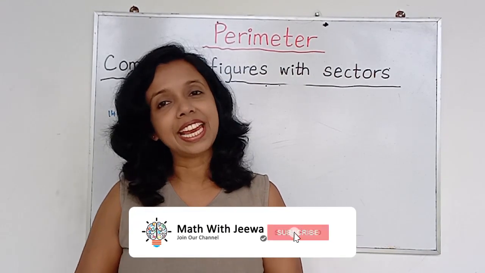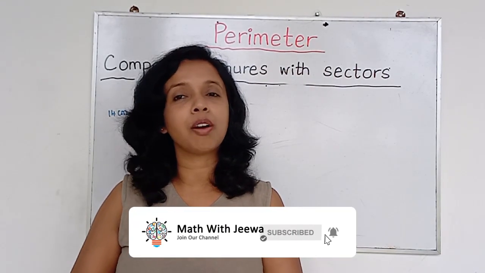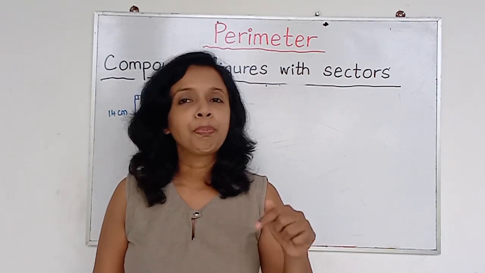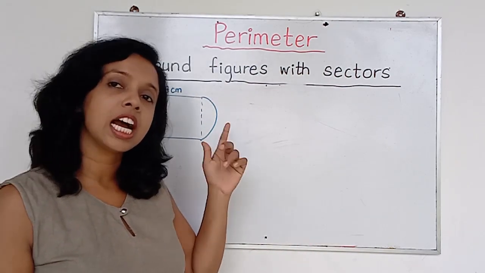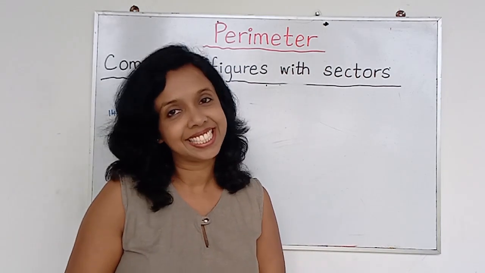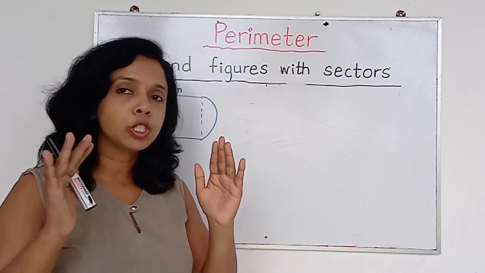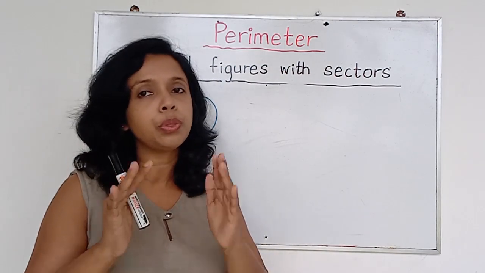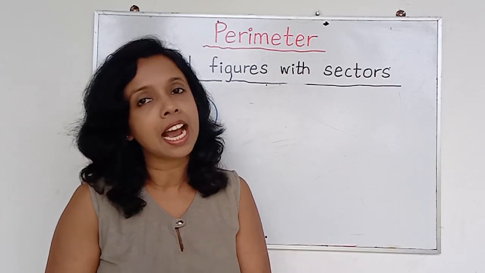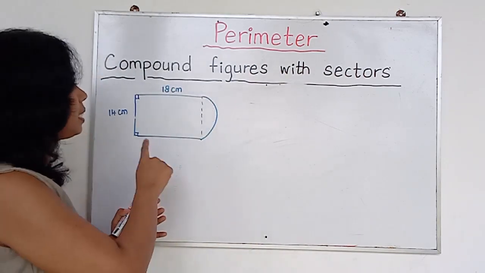So I'm happy to say this is the end of our first series, Area and Perimeter. In this video, at last we are going to learn how to find the perimeter of compound figures with sectors. As usual, we'll go through this part also with examples. So let's get started. Our first example is like this.